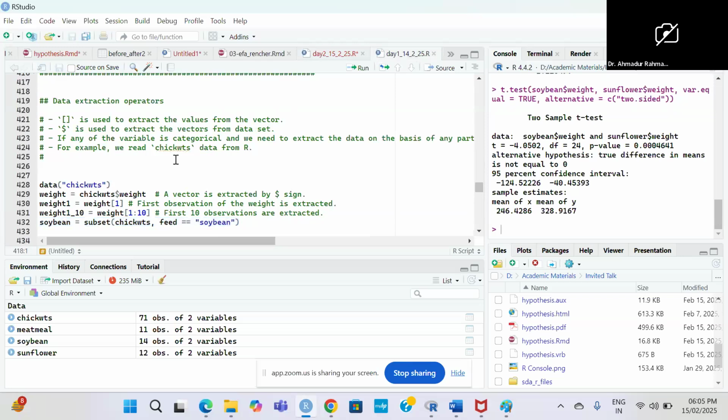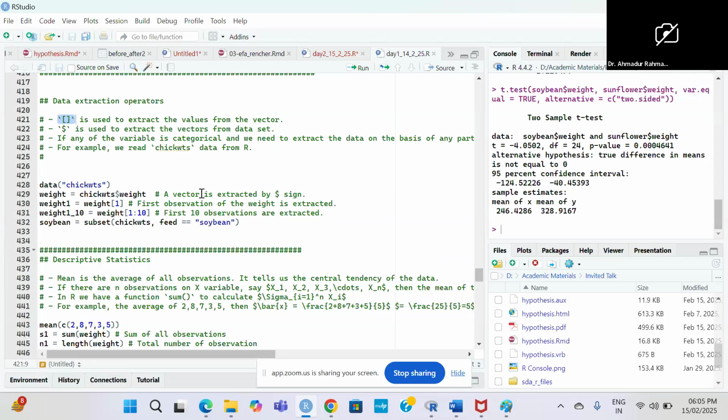So today we will start from the data extraction operators. In R, we can extract data from vectors. We can extract data from matrices and lists also. There are many more things. First we have the square bracket. You have to open with a square bracket and then close with a square bracket, and this may select a value, a single value, a vector, or even a matrix, depending on where we are extracting the value from.